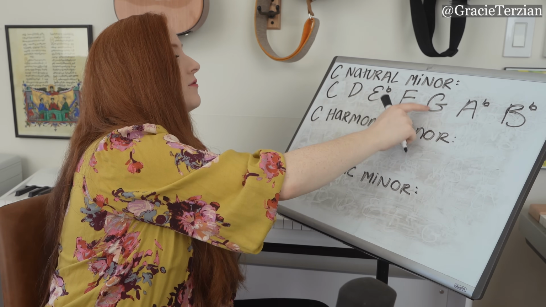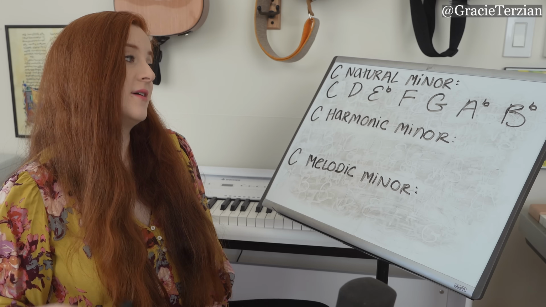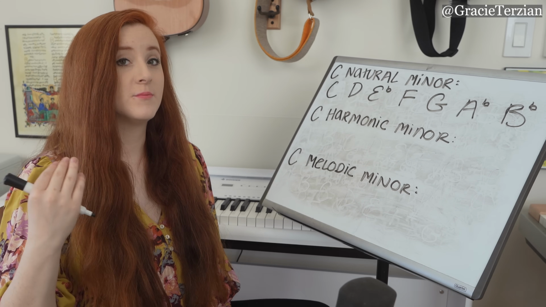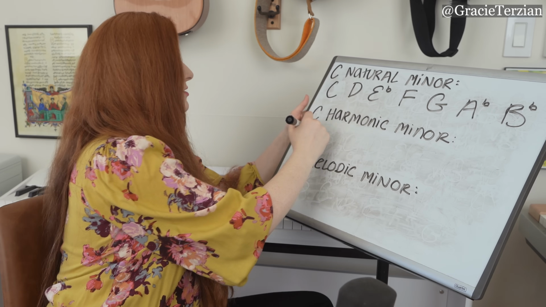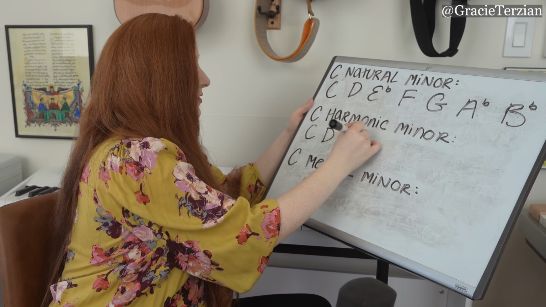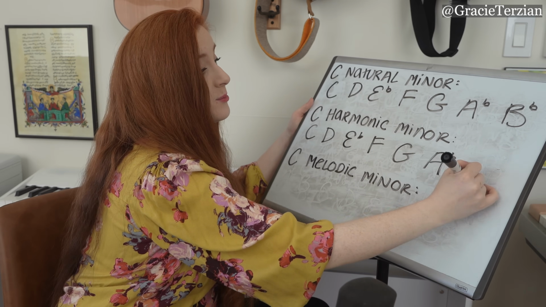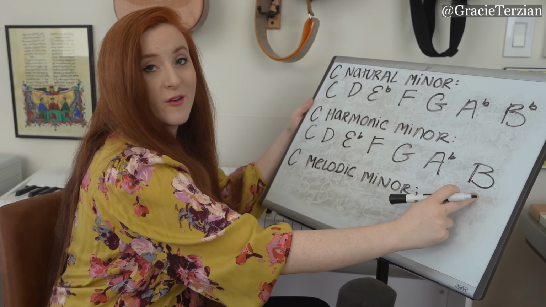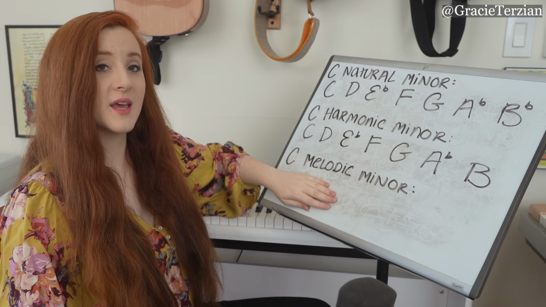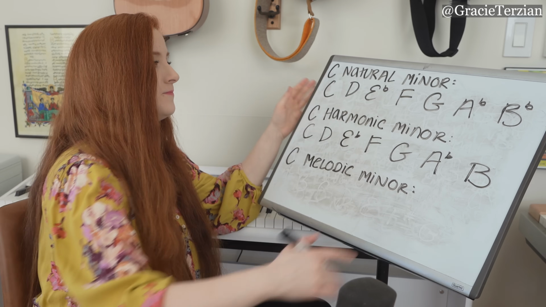1, 2, 3, 4, 5, 6, 7. It's B flat, okay? So if we raise B flat up 1/2 step, what does it become? It becomes B natural, okay? So for C harmonic minor, we have C, D, E flat, F, G, A flat, and B natural. So instead of B flat, we have B natural. There's that raised seventh. And for the melodic minor scale, I said we have a raised sixth and seventh, okay?